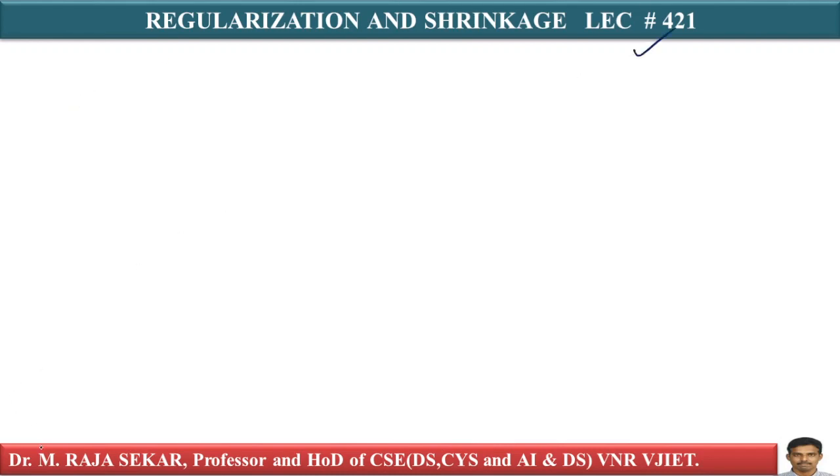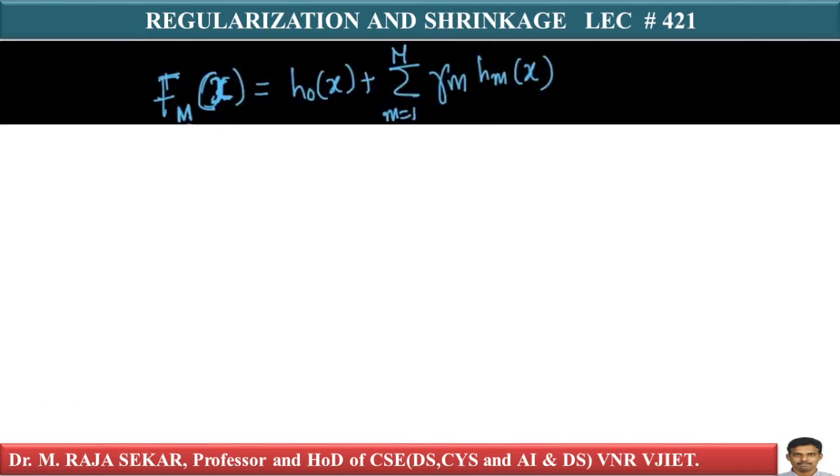This is lecture number 421. In this lecture, we will try to understand regularization and shrinkage. The formulation for the final model in gradient boosting is Fm of x equal to h naught plus sigma m equal to 1 to capital M gamma m into hm of x. This is what we saw in the previous lecture.